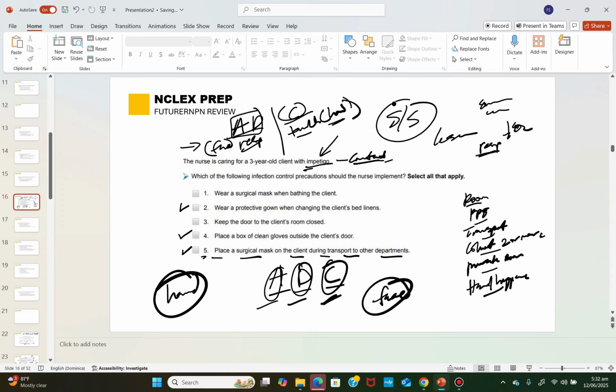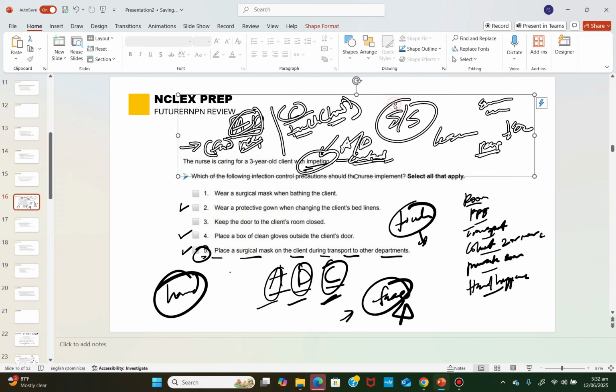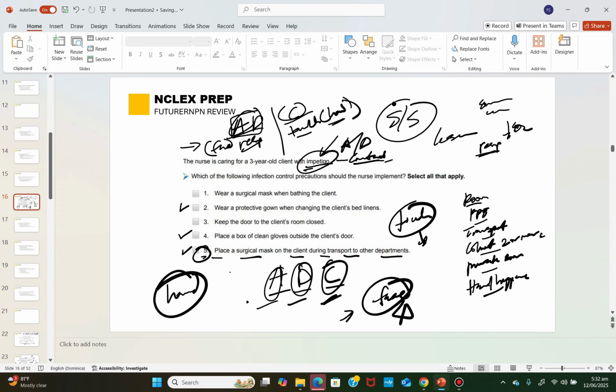Not your face. If this is airborne or droplet, then yes, you want to protect your face, because this infection has to do with what? Coughing, sneezing, being transferred to another client. But contact has to do with touching. You have to touch, so you protect your hand. So number 5 will not be the answer to this particular question, because it does not have anything to do with the face.